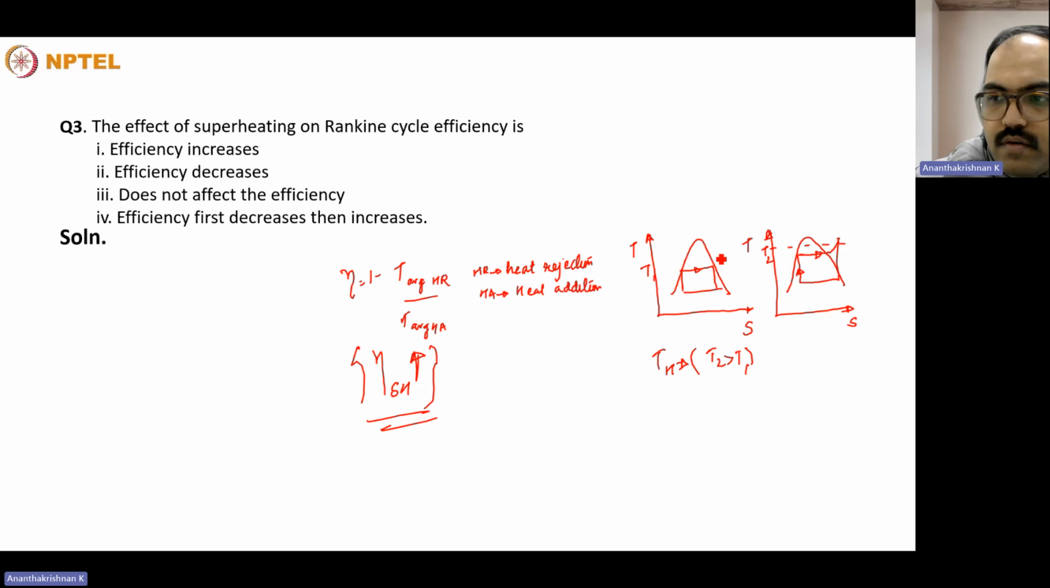So that is the concept why people go for superheating compared to operating only in the vapor dome. In all the cases when superheat is there, efficiency increases. That's a given, keeping every other component constant.